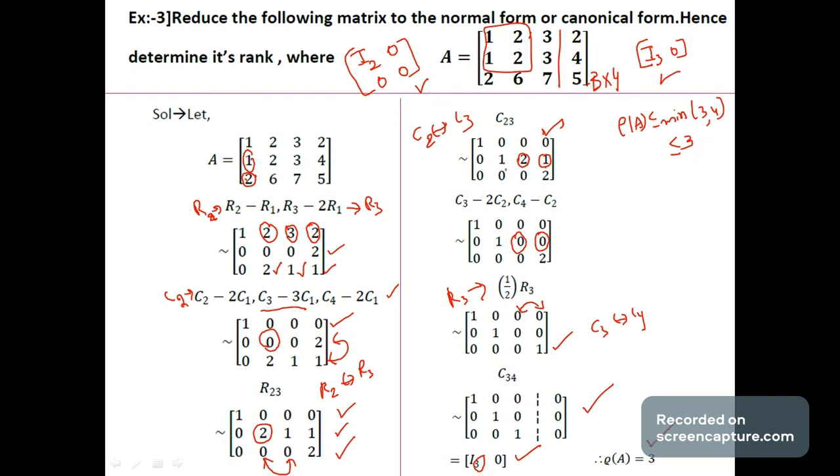Okay, so these are the ways to reduce the given matrix into normal form or canonical form and hence find its rank. This is the procedure for reducing the matrix into normal form. Here the most important thing is to apply the elementary row operations or column operations. Once we are perfect in these operations, the problems are very easy.